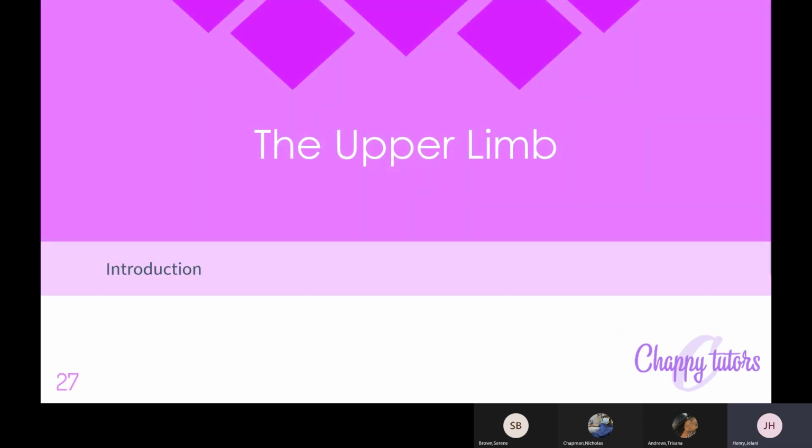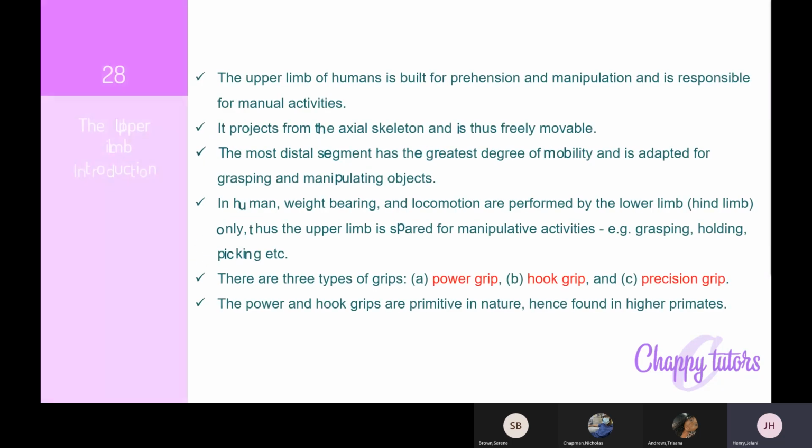Now we're getting into the actual upper limb, right? So the upper limb in humans is built for manipulation and for doing manual activities, right? It projects from the axial skeleton, or from your trunk, and is therefore freely movable. Most of the manipulative ability of the upper limb comes from the most distal part of the upper limb, which is the hand, right? Your hands are very movable. It has the greatest degree of motion of the upper limb. The weight-bearing limb is referred to as the lower limb, sorry. Hence, the upper limb is spared for grasping, holding onto stuff, etc.